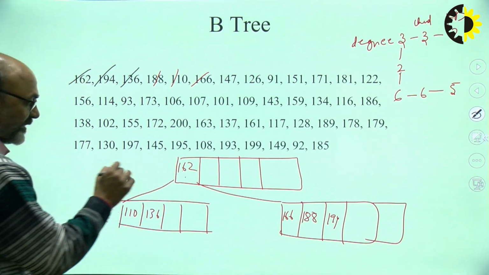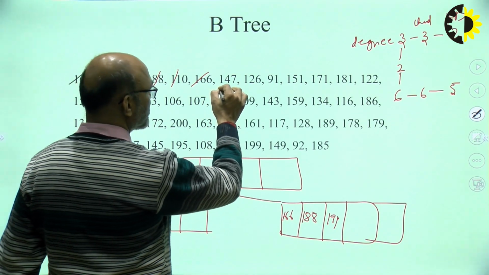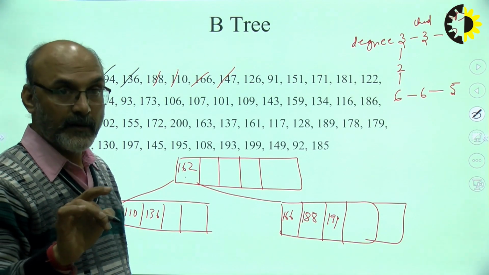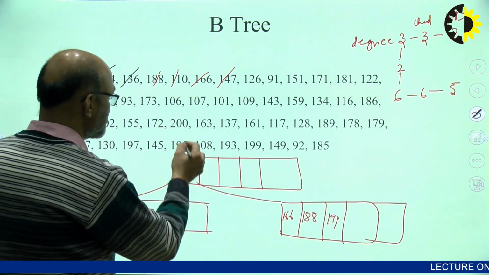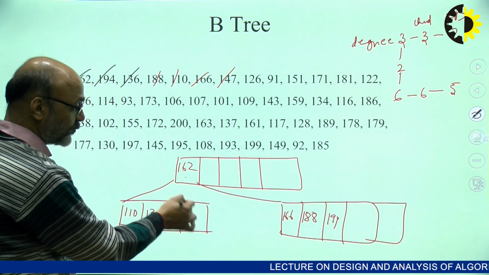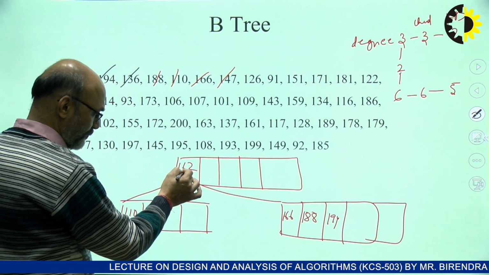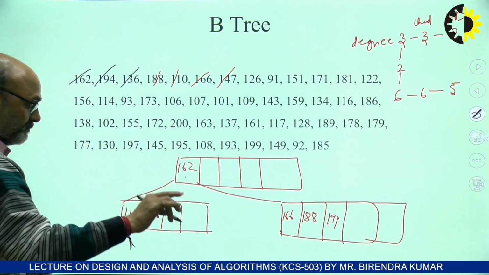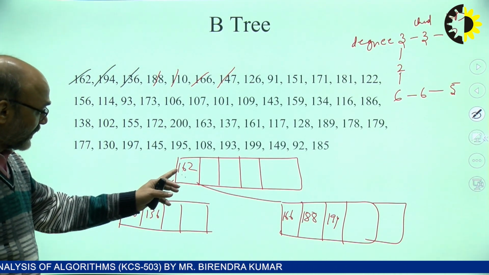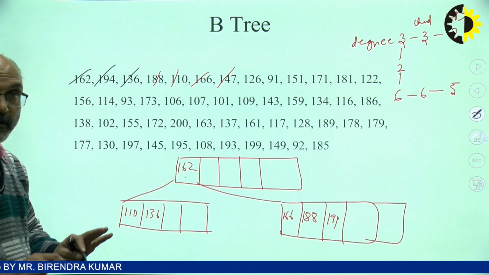Now, I am coming to next. And the next value is 147. Again, little attention is required because now the height of tree is increased by 1 and there are two levels. This 147 will arrive and be compared with 162. It is less than 162 and also the left child pointer of 162 is not null now.